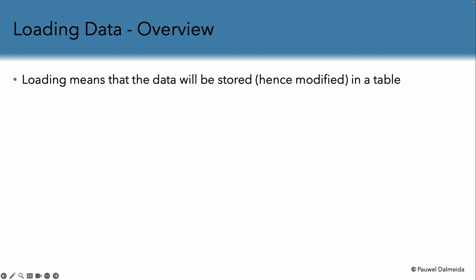In this lesson, I will talk about the loading of data from a Snowflake perspective. First of all, loading means that the data will be stored in a table. It will be modified also because in Snowflake, the data has to be split into micro partitions before being stored. The data has also to be encrypted and compressed. So it is different from a stage because in a stage, the data is stored as a raw file. The most modification that we can do in a stage is compression.